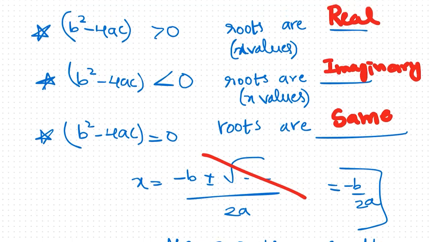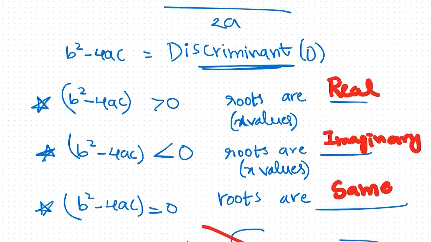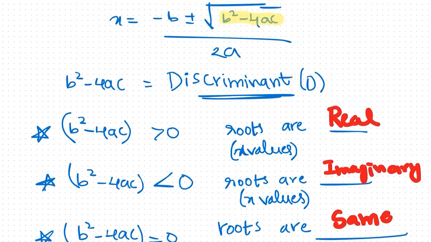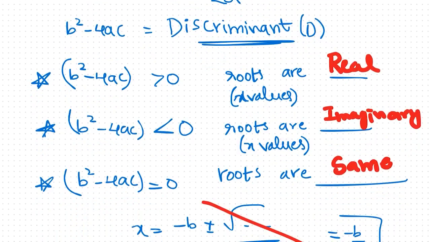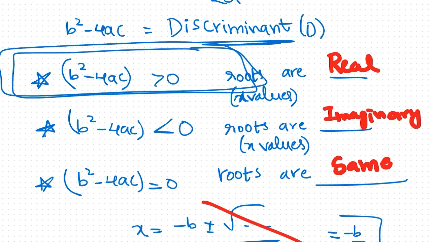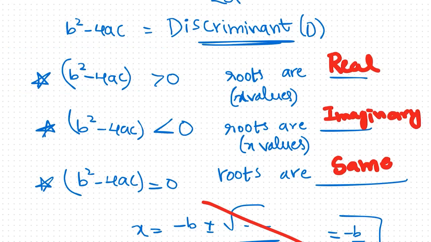So these are the conditions. Studying the term inside the square root is extremely important. Whenever they say the roots are real for a quadratic, we use this formula, then D will be greater than 0.